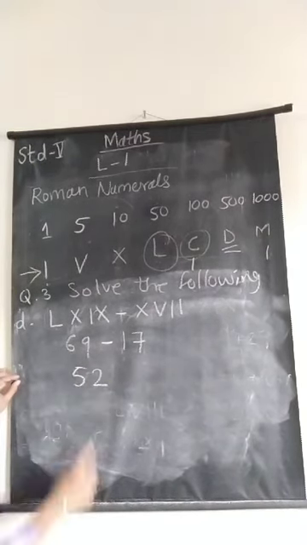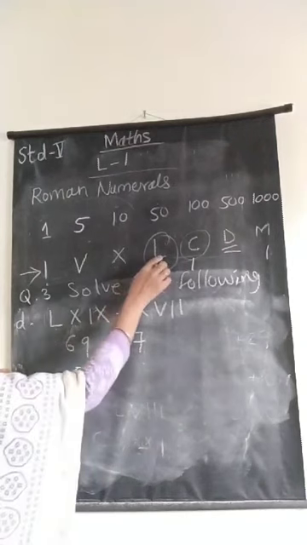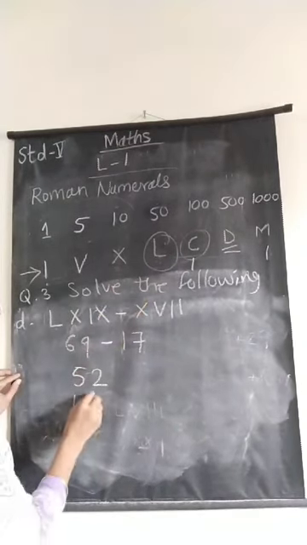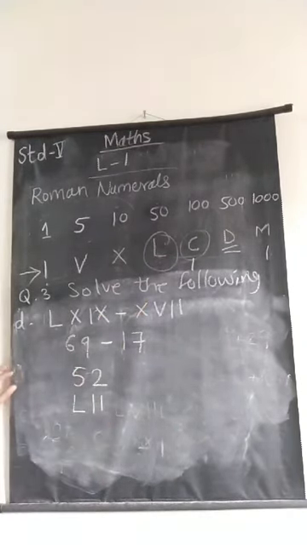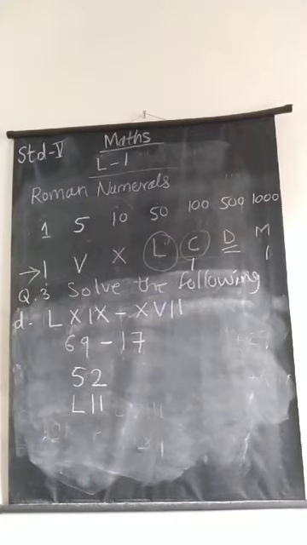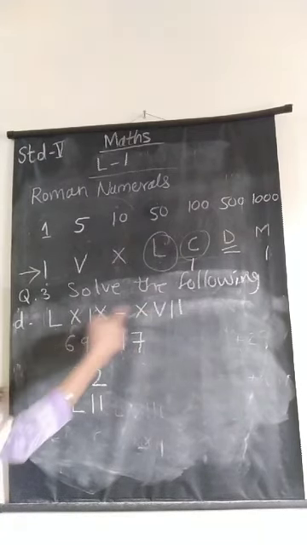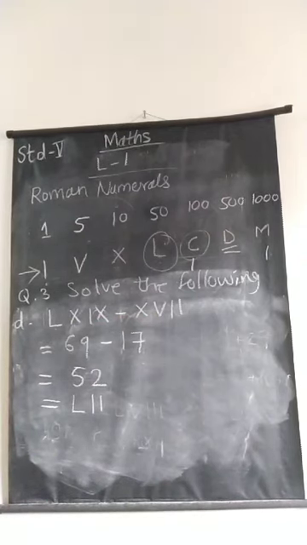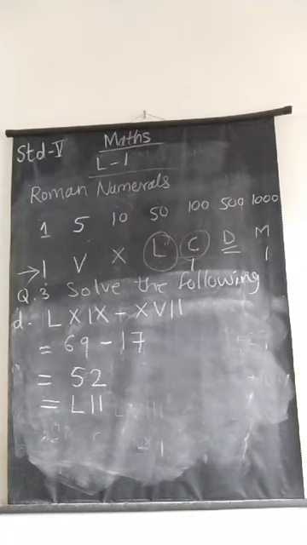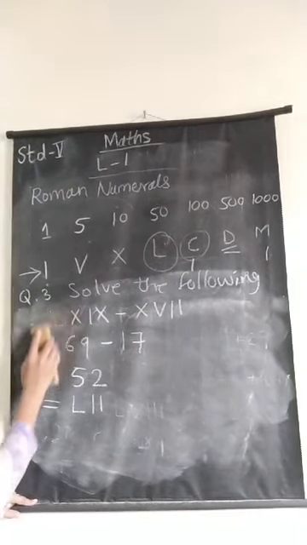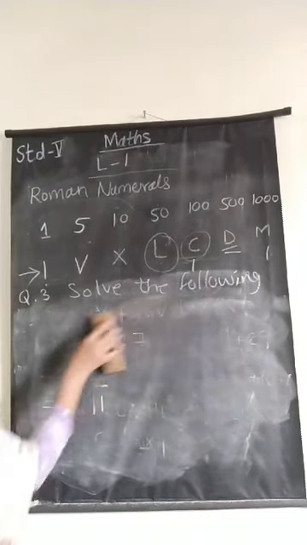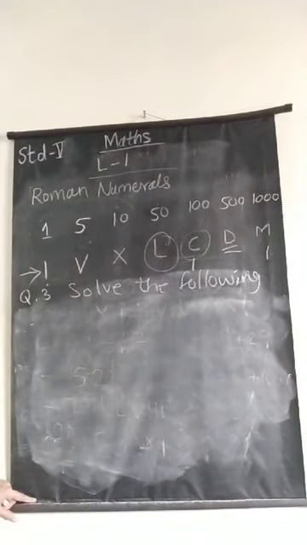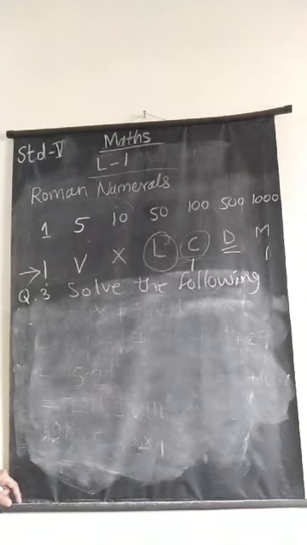52. Now 52 is written as 50 plus 2. 50 is L and 2 is written like this. So the answer is 52. Subtraction of these two Roman numerals is this one. Okay, students, understand how to take the addition and how to take the subtraction. Let's take one more example. And the last question I will give for you. Pause the video and try to solve that.